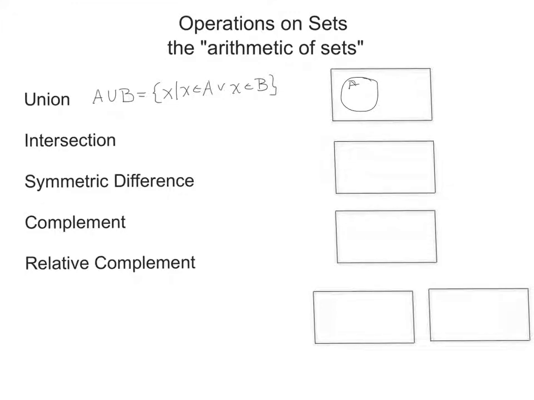Here's everything in set A. Everything in this circle is what's in set B. So everything in A and everything in B, that will be our union, A union B. Next is the intersection, and we write A intersect B.